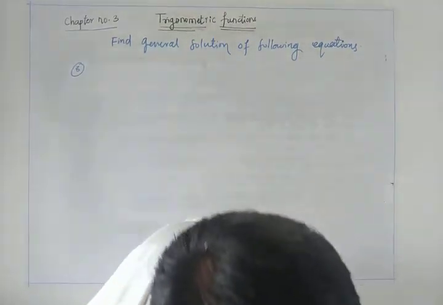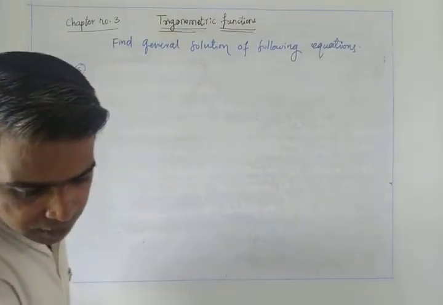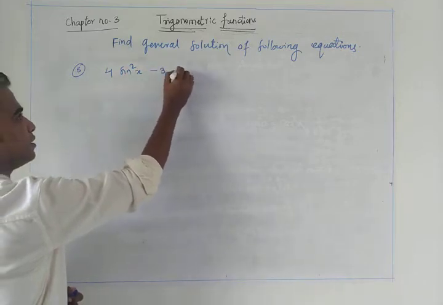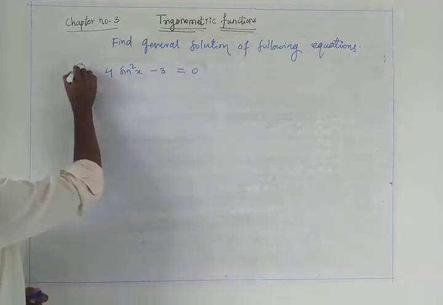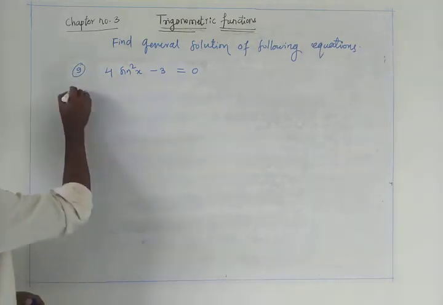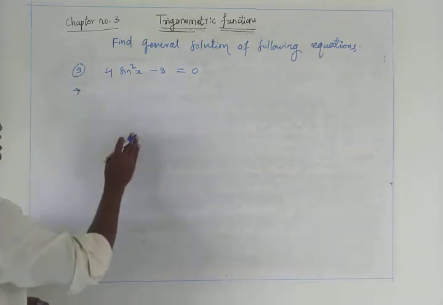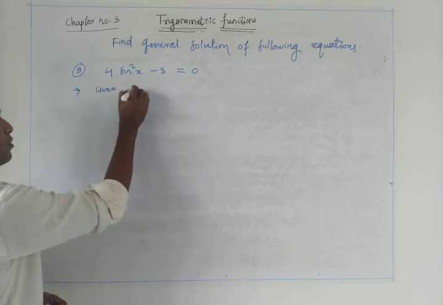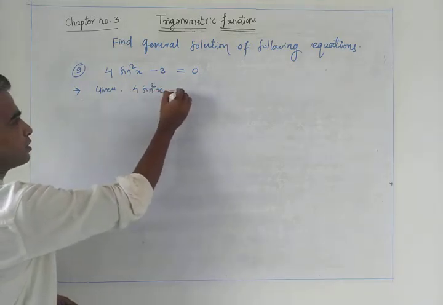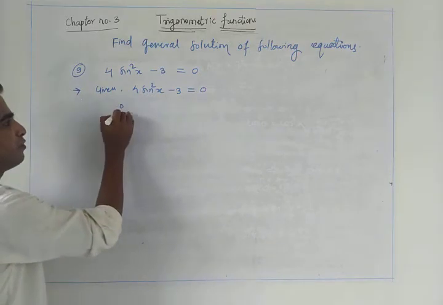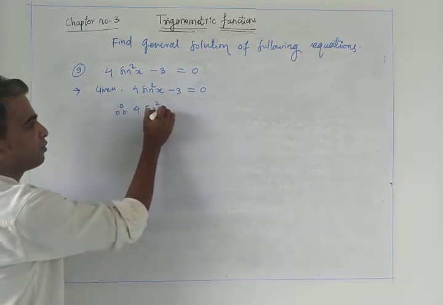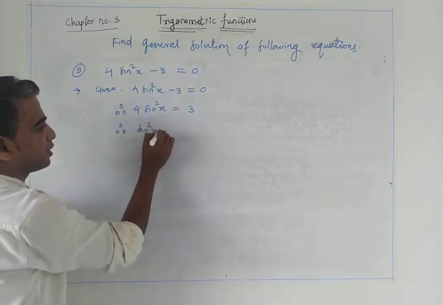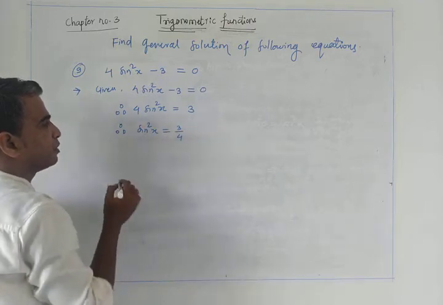One more question of the same type: 4 sin square x minus 3 is equal to 0. So let's begin with the solution the same way. First we will make both sides the same type of function. So given 4 sin square x minus 3 is equal to 0. Therefore 4 sin square x is equal to 3, first shifting the minus 3 value. Then sin square x is equal to 3 by 4, shifting that 4 value.